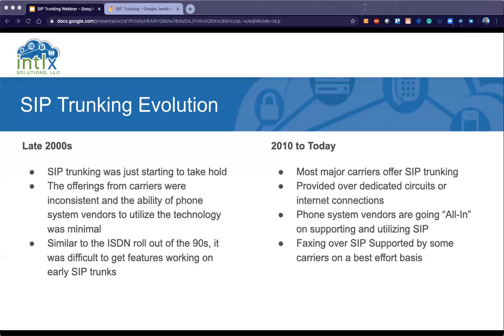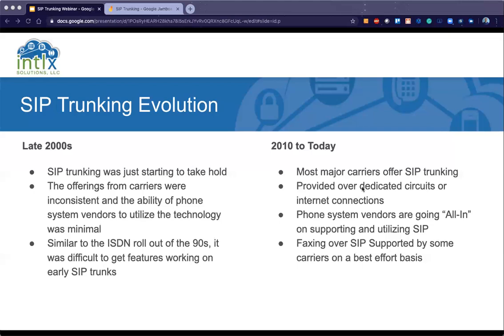Fast forward a little bit from like 2010 to today, SIP trunking is all over the place. Your major carriers, and I say major voice carriers, the legacy heritage voice carriers that are still around today, they all have SIP trunking offers. They can deliver these to you in a couple of different ways. They're either provided by a dedicated connection like we talked about on our previous drawing, where you had somebody giving you an MPLS connection and we carved out a little bit of that for voice.